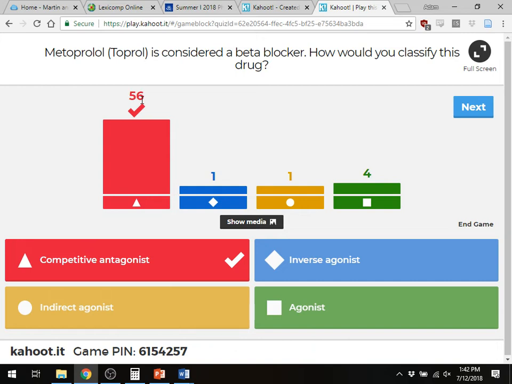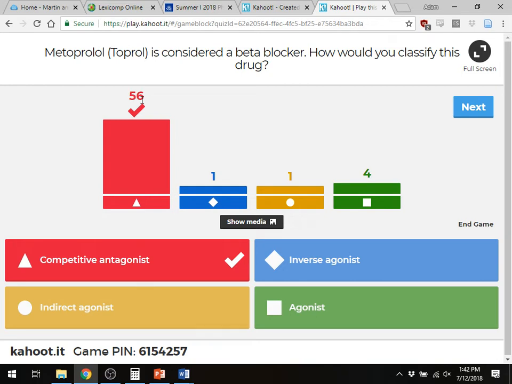And in general, when you're dealing with antagonists, most of them are going to be competitive, right? There are going to be some non-competitive ones, but in general, they're competitive, okay? Because it's going to be in direct competition with whatever the natural ligand is. So what binds to beta receptors? We should know this from physio. Epinephrine, norepinephrine, right? So again, if you're blocking that, that's considered being an antagonist, right?